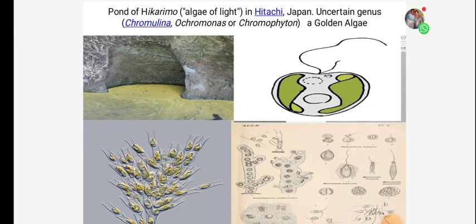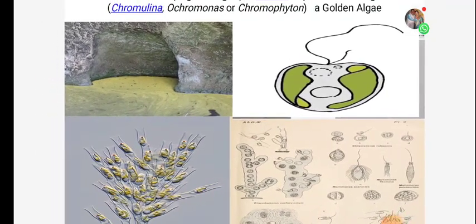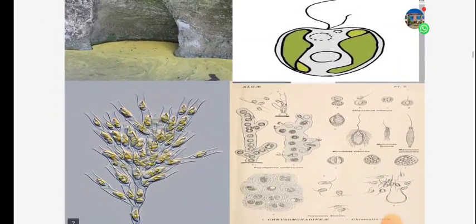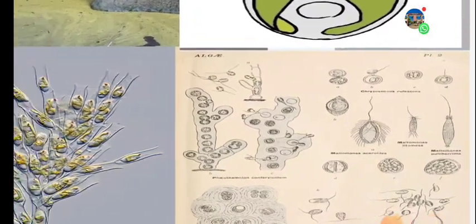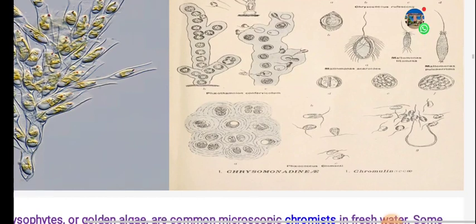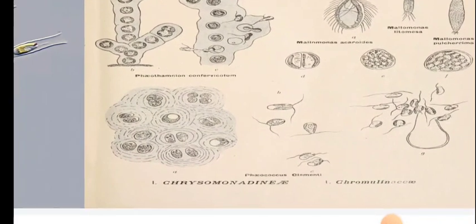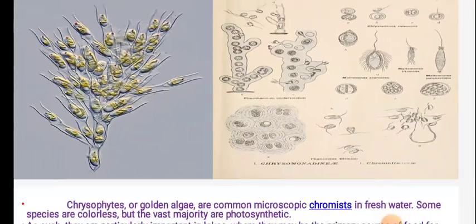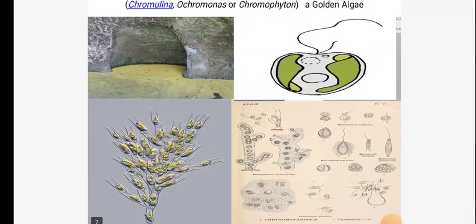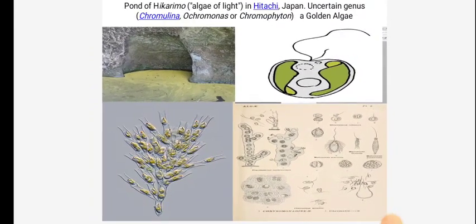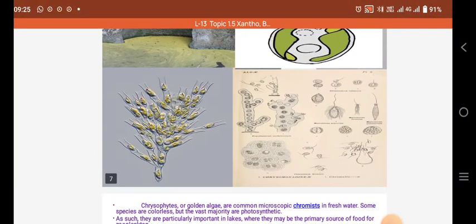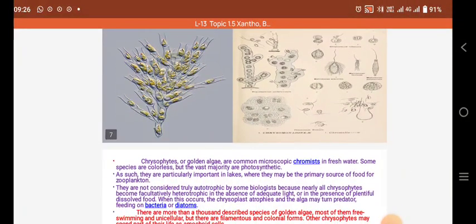It is shown here as a magnified part, and some sketches are there. Then secondly we have to consider these diagrams for the Chromulinaceae. The Chromulina diagram is like this, or the photographs are there. So you go through it properly. It is given by Hitachi from Japan. So it is a golden algae. You see, this is the magnified portion of this golden algae.